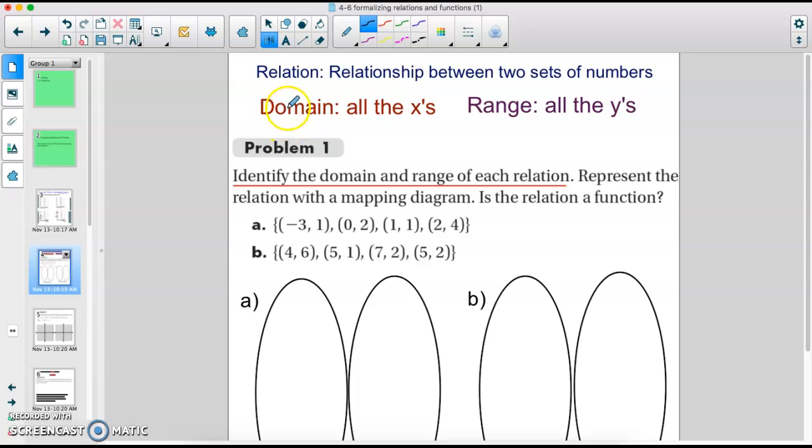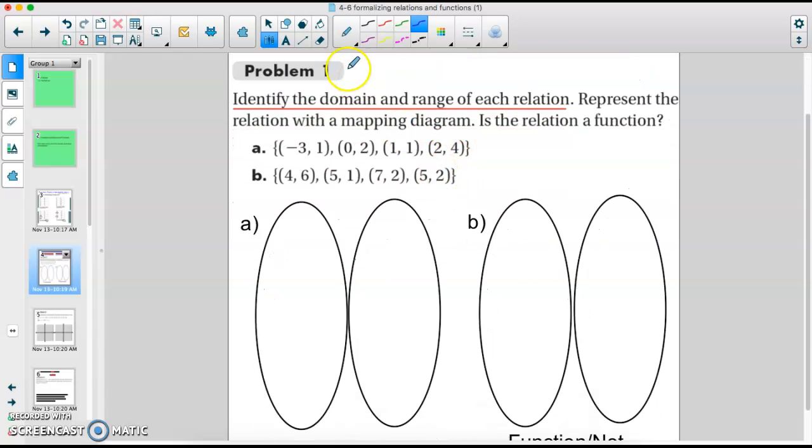Now we're going to be working with domain and range today. The domain would be all the x's in your relation. The range is all the y's. It's easy to get these confused, so just try to keep this handy to reference back to. Domain is the x's, range is the y's. All right, so now we're going to identify the domain and range of each relation, and then we will represent the relation with a mapping diagram. And ask ourselves, is it a function?